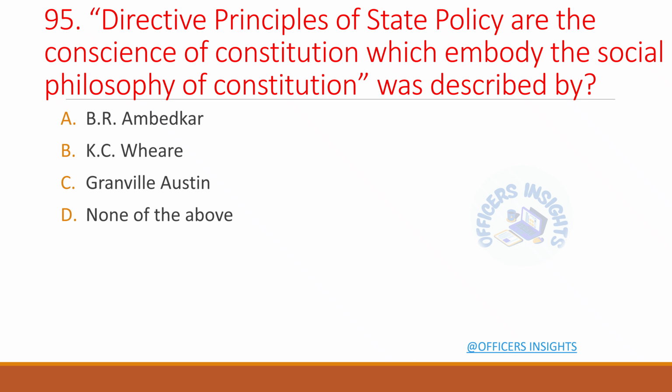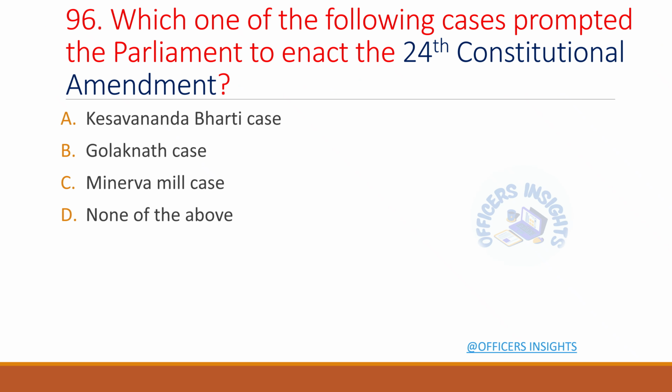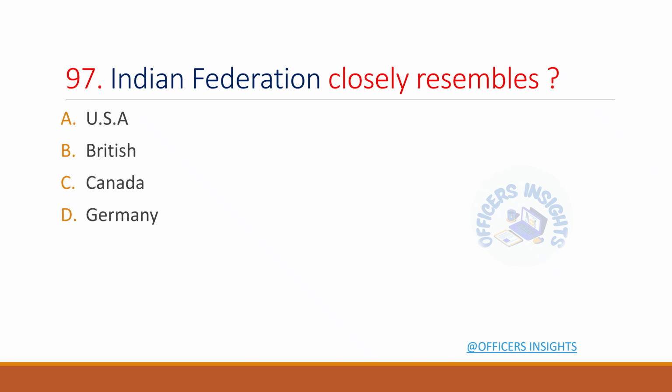Directive principles of state policy are the consciences of the Constitution which embody the social philosophy of the Constitution. This was described by. Correct answer is option C, Granville Austin. Which one of the following cases prompted the Parliament to enact the 24th Constitutional Amendment? Correct answer is option B, Golaknath case. Indian Federation closely resembles. Correct answer is option C, Canada.